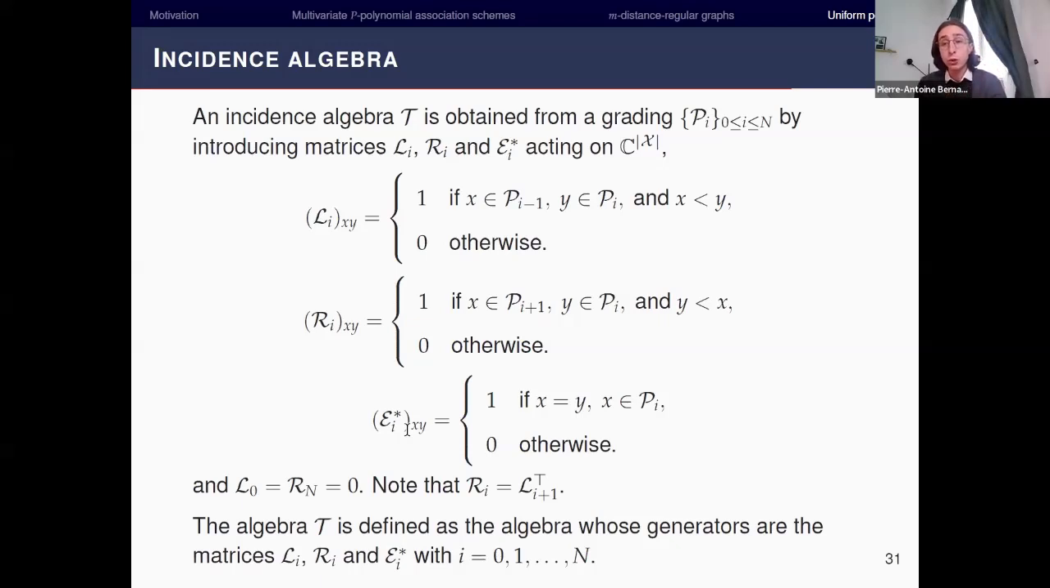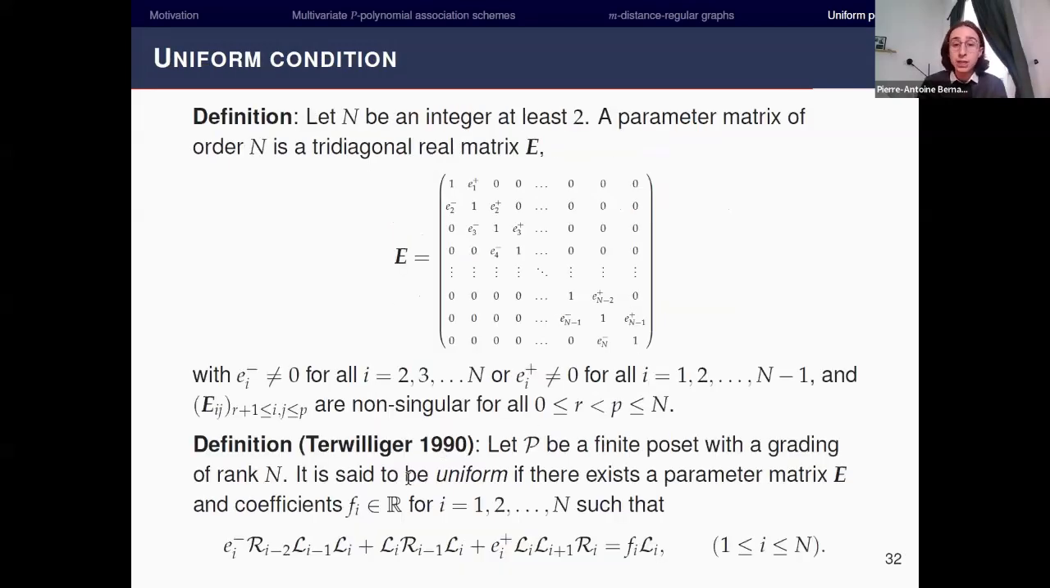And then the definition of a uniform poset, it's an algebraic definition, and it tells you that a poset is said to be uniform if the matrices Ri and Li verify this very cute relation, very simple. So you have some coefficients arising in this relation, and they need to be such that they verify certain properties. So if you organize these coefficients in a tridiagonal matrix and you look at the sum matrix, it needs to be non-singular and stuff like that. But basically, the heart of the definition of a uniform poset is the relation at the bottom. You need to have this relation between the generators of this incidence algebra.